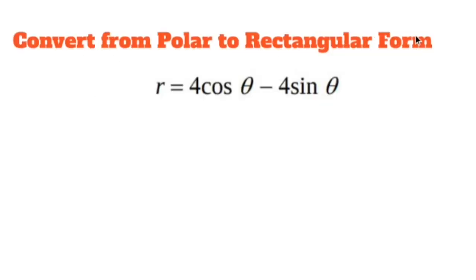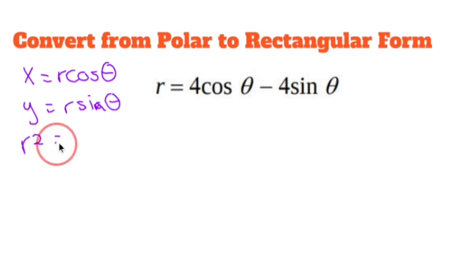Convert from polar to rectangular form. We know what polar is. Polar turns these things into pretty little roses and hearts and stuff like that. Well, rectangular form is just the regular y equals blah, blah, blah. In order to do that, we have to use these three things. x equals r cos theta, that's thing number one. y equals r sin theta, that's thing number two. And r squared equals x squared plus y squared.